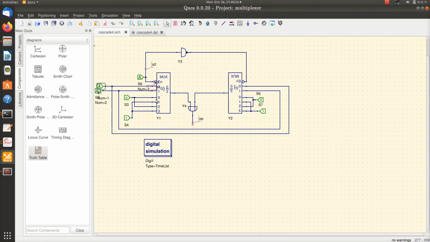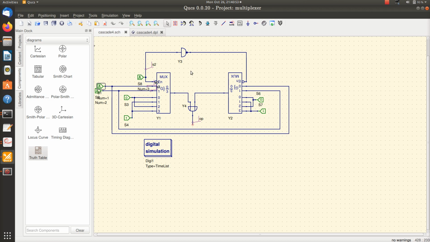Now the inputs I0, I1, I2, I3 are given alternating values, the pattern 0, 1, 0, 1. Here also the pattern 0, 1, 0, 1. So I0, I1, I2, I3 is 0, 1, 0, 1, and I4, I5, I6, I7 is 0, 1, 0, 1. Alternate zeros and ones are given as the data.